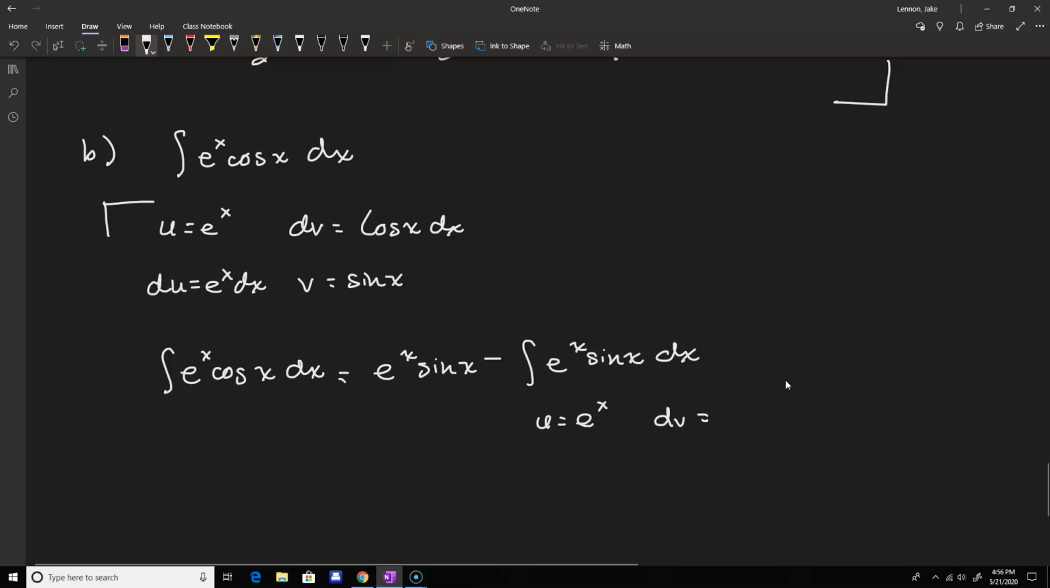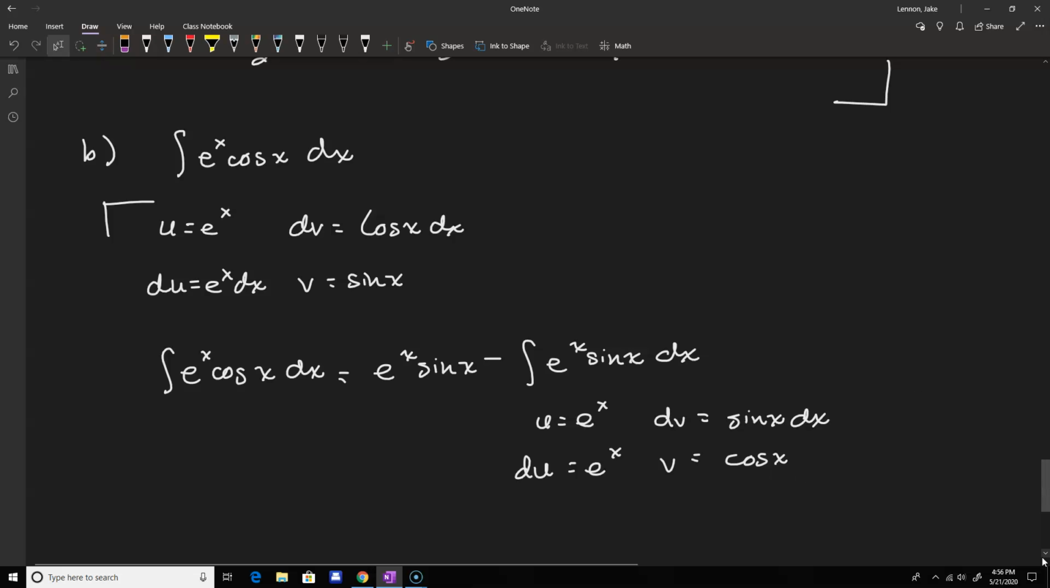So this may go wrong. If it does, that's okay. That's going to be instructive. So dv will be the sine of x dx, and du is going to be e to the x. And now v is going to be the cosine of x.